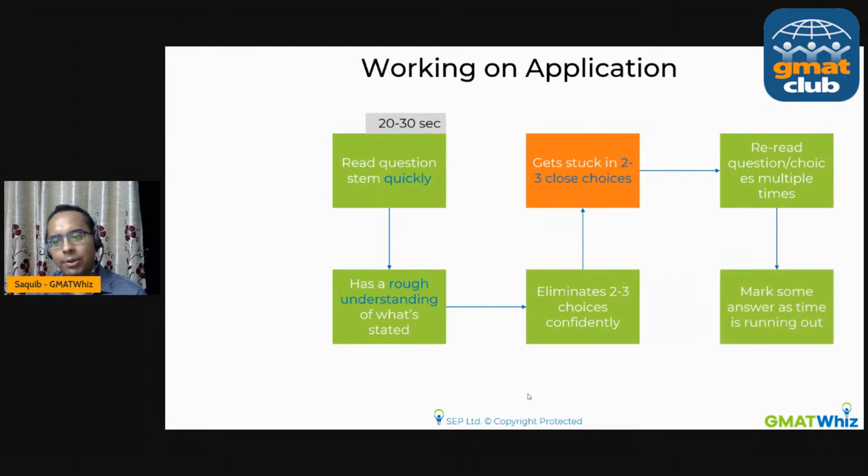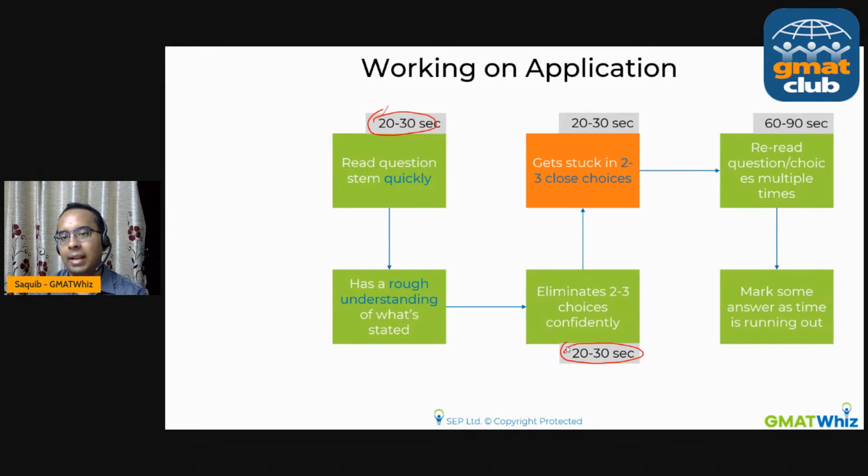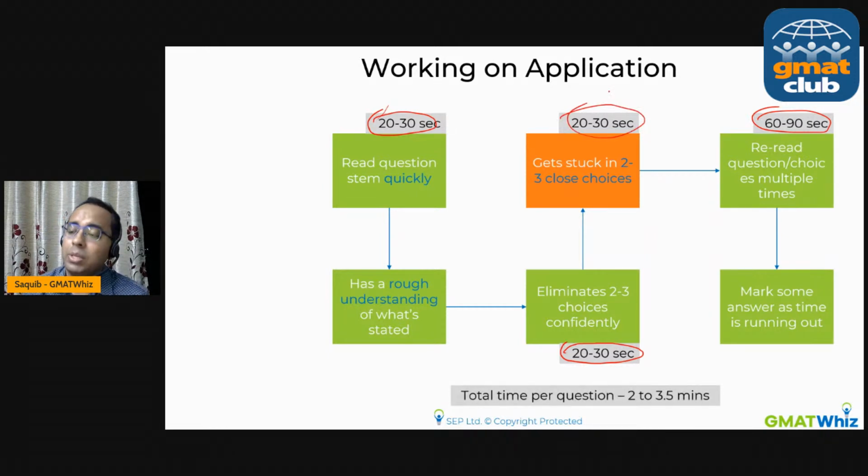And what are you trying to do? You're just trying to save some time here. You think, okay, let me just spend 20-30 seconds here. I'll be able to eliminate answer options very quickly. So you feel good about it. Like, in 1 minute, I've eliminated 2 to 3 options. But you don't realize that this ends up taking a lot of time. This ends up taking another 1.5 to 2 minutes. And you end up taking 2, 2.5 minutes for no reason.